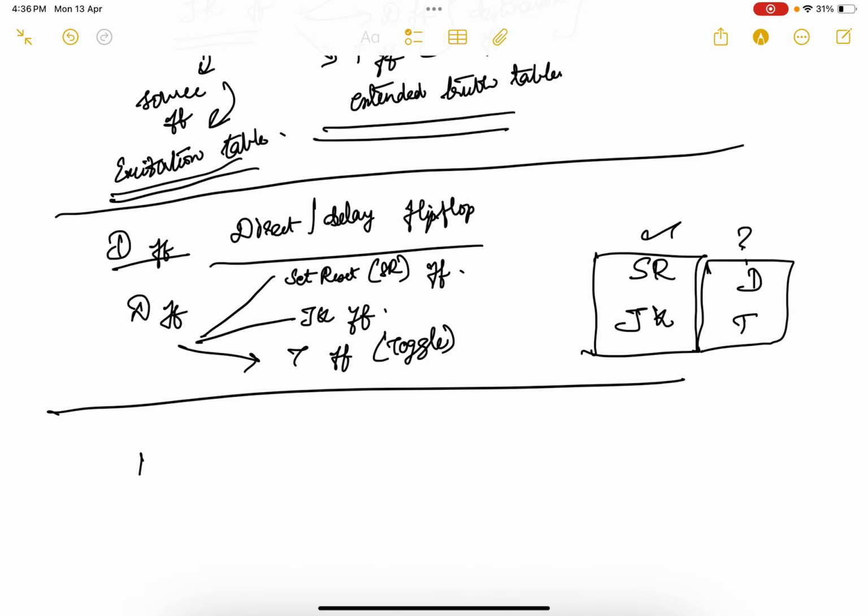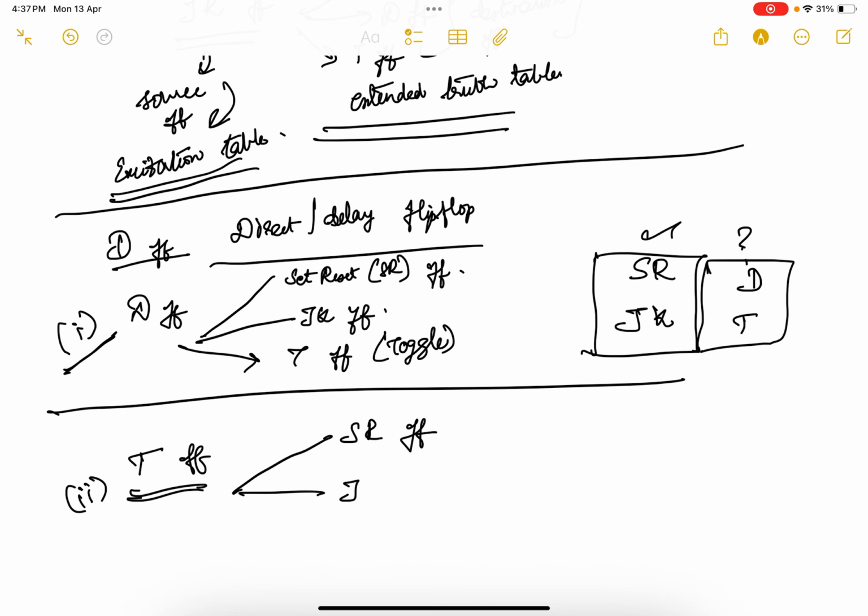So in the upcoming lecture, first we will see this D conversion, and similarly we will see our T flip-flop conversion. How we can convert T to SR or T to JK or T to D flip-flop. Every conversion we will see in the upcoming lecture.